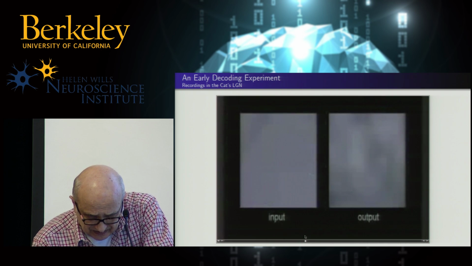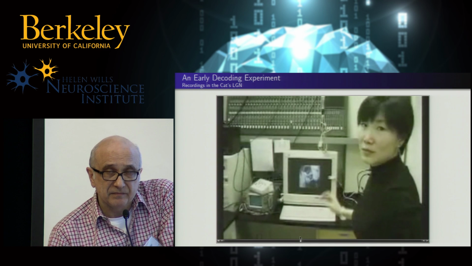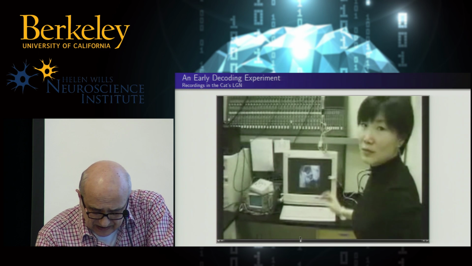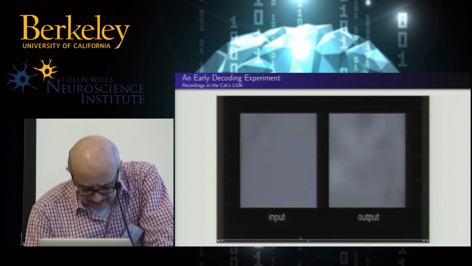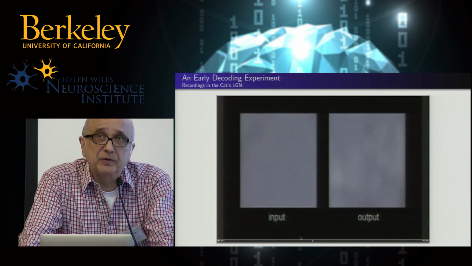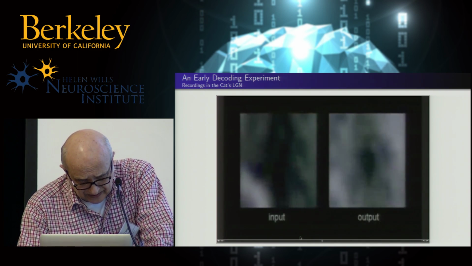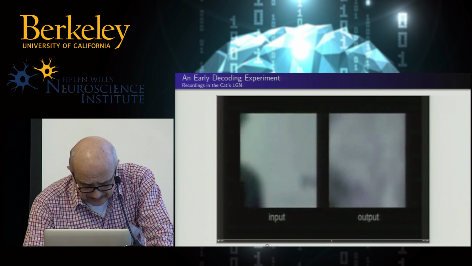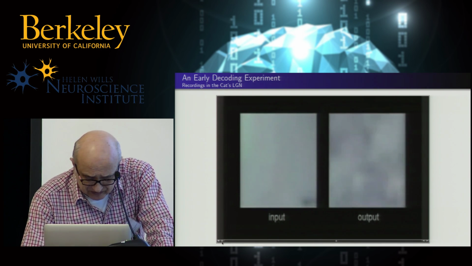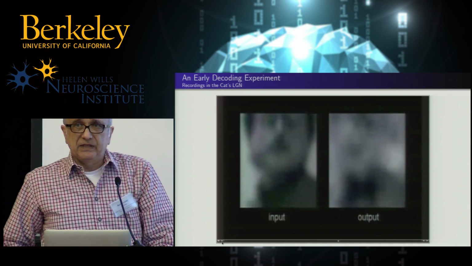So what you see here is basically recordings. This is Yang Dan from the biology department here at Berkeley. What they did is they did some recordings in the LGN in the cat. And here is what you see. On the left is the input. And they took the output from the LGN and they decoded it with a simple decoder. You can see, roughly speaking, what sort of quality they got. On the left is the original, on the right is what they decoded.